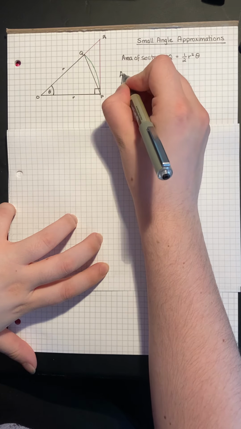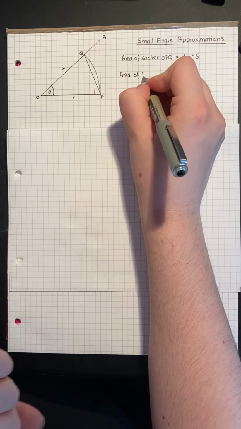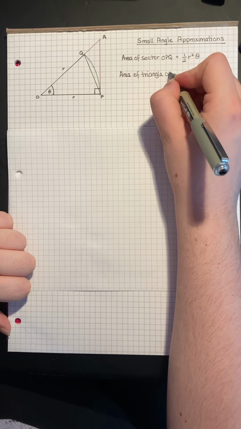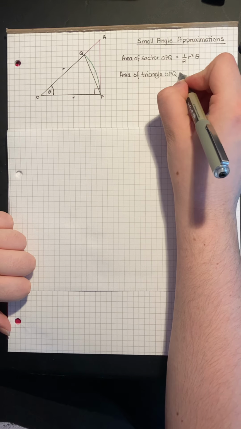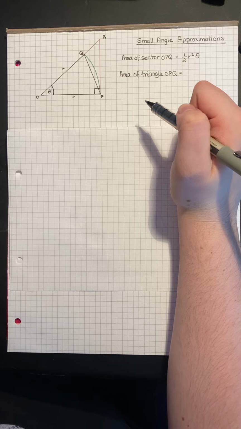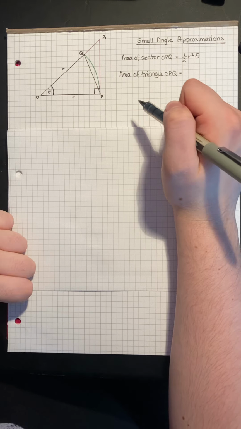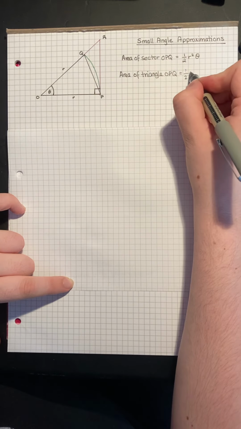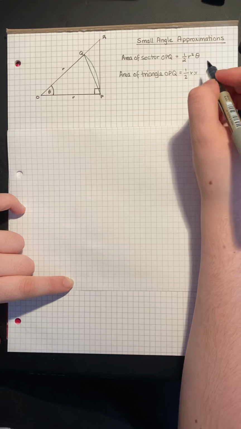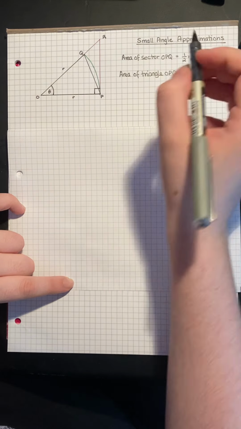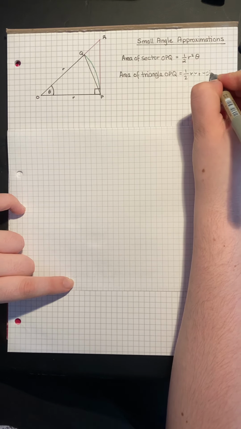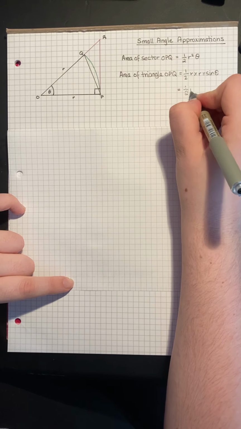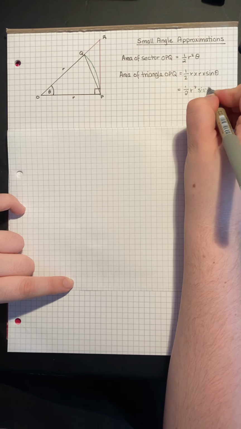So the area of the triangle OPQ, using what we know about the area of a triangle using sine, is a half A, which is r, times B, which is r as well, times sine theta, which can also be written as a half r squared sine theta.